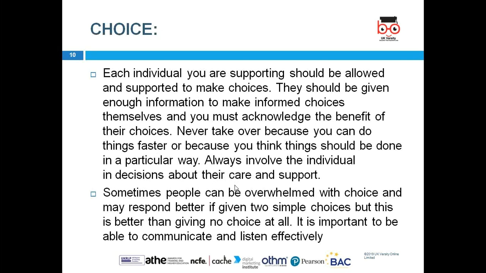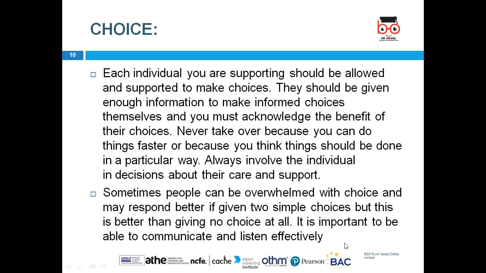Got a few more to go through. So choice is another one. Each individual you are supporting should be allowed and supported to make choices. They should be given enough information to make informed choices themselves, and they should also acknowledge the benefit of their choices. So you shouldn't ever take over because you can do things faster or you prefer things to be done in a particular way. You need to let them try and lead that particular point.